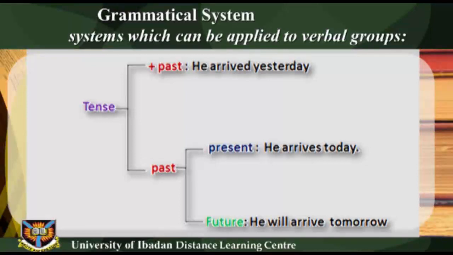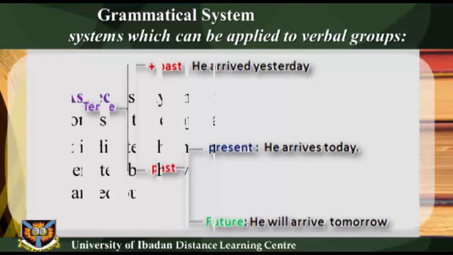Voice can be defined as any one of the forms by which the relation of the subject to the action is indicated. There are two terms in the system of voice as seen below. Voice. Active. The chairman cancelled the trip. Passive. The trip was cancelled by the chairman.